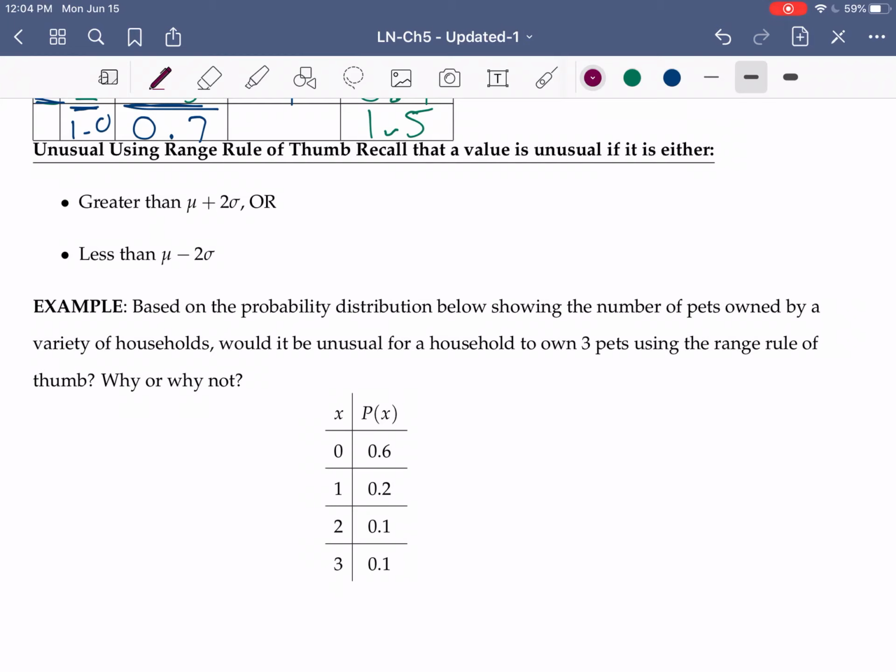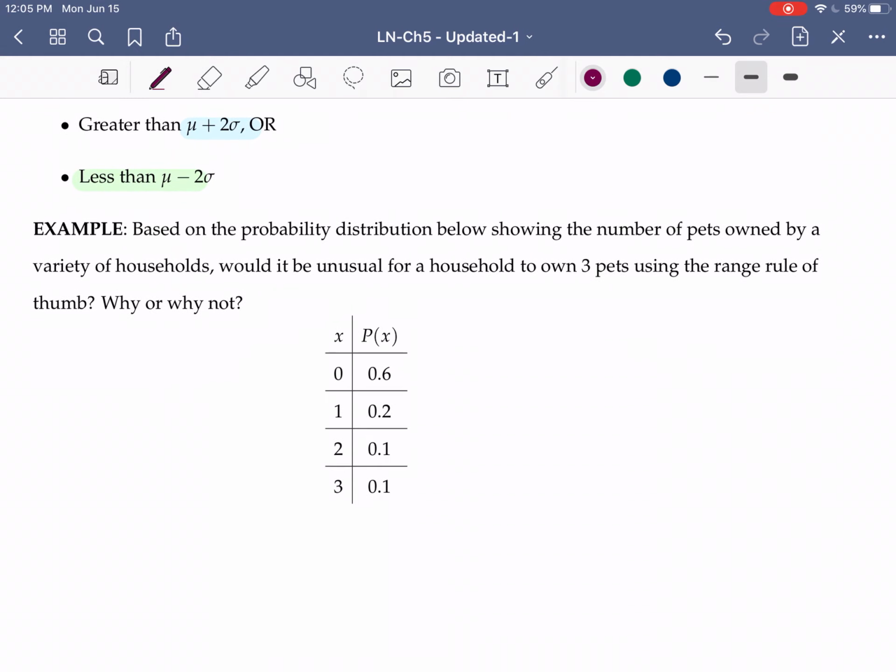In this video, we're going to take a look at usual and unusual as we associate that with probability distributions. So we do have our range rule of thumb that is going to be just like we had before. We think about a value being unusual if it is greater than the mean plus 2 standard deviations, so more than 2 standard deviations above the mean, or if it is less than 2 standard deviations below the mean, so the mean minus 2 standard deviations. So there we can use our range rule of thumb to go through that same process.